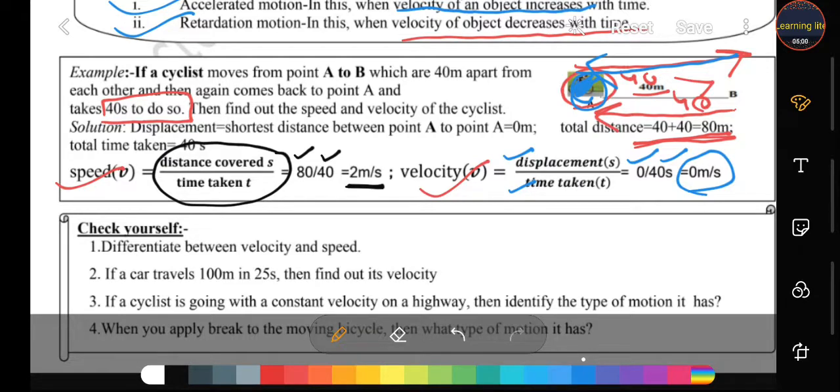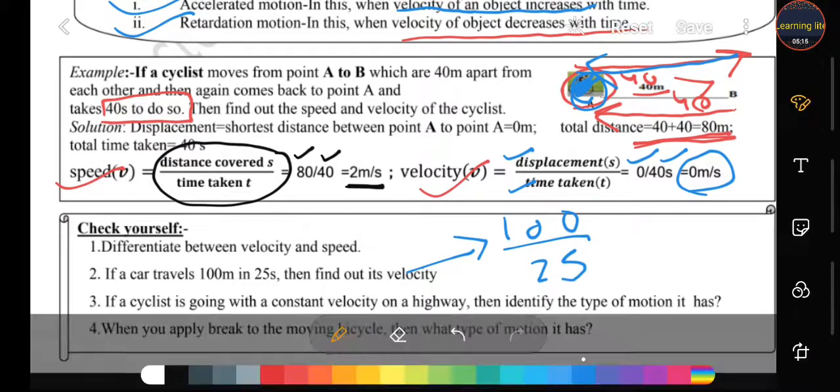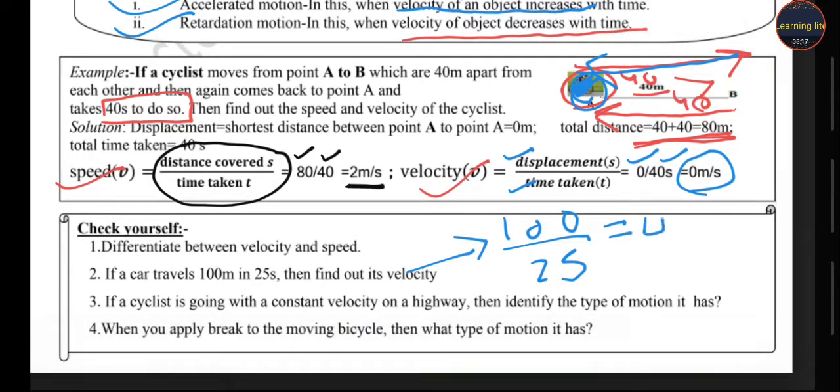Second, if a car travels 100 meters in 25 seconds, then find out its velocity. So we have to calculate the velocity here. 100 meters divided by 25, displacement upon time. So our velocity is 4 meter per second.